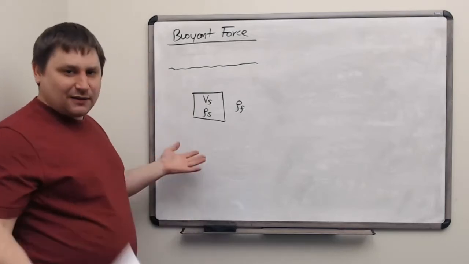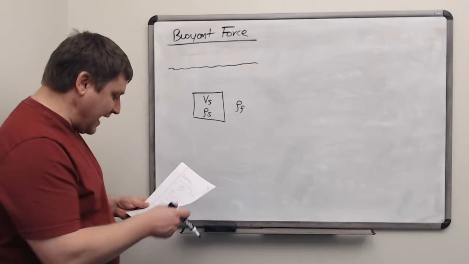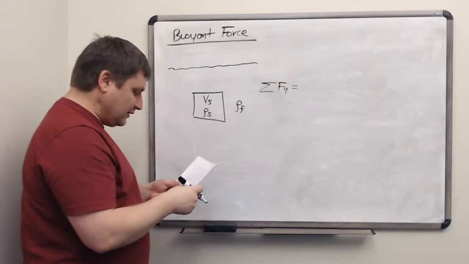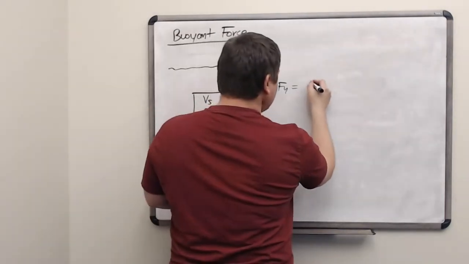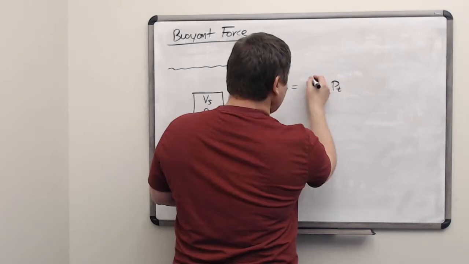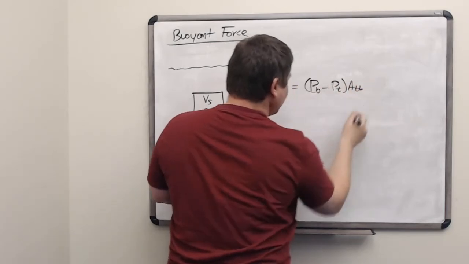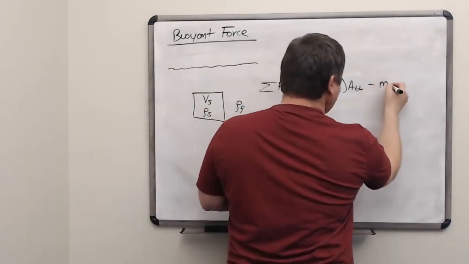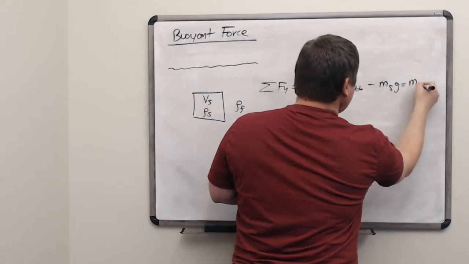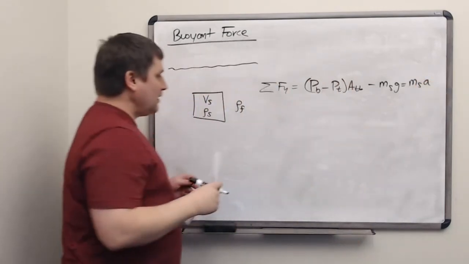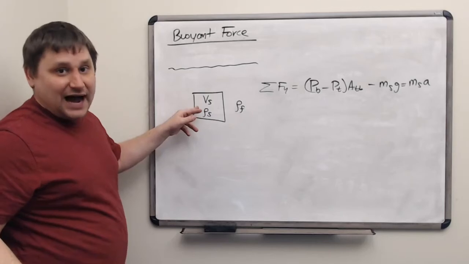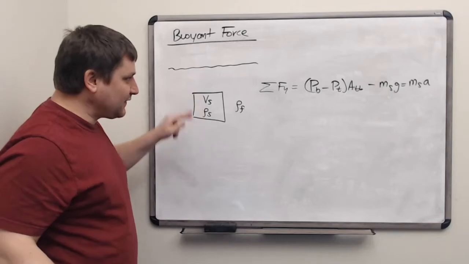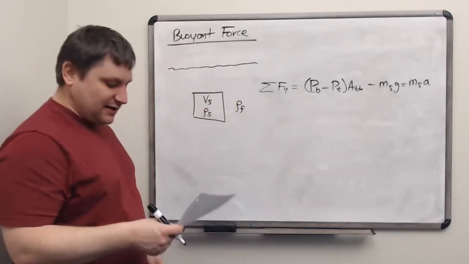In the x direction, the sum of forces will be zero, so we'll just ignore that. But in the y direction, we'll now have the force due to the pressure variations vertically of the fluid, and we'll have the force of gravity on the solid object, not on the fluid itself, but now this object is something different, so it has a different mass, m sub s.